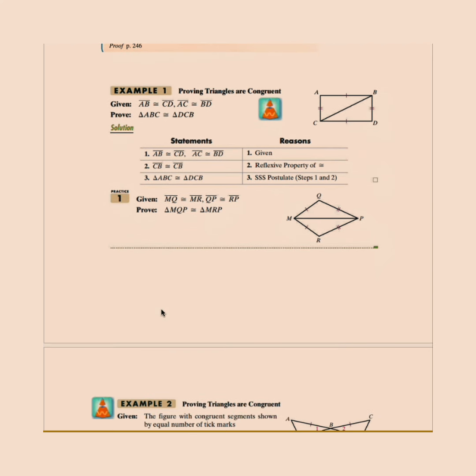Proving triangles are congruent. What we have been given. Please remember that in geometry, it is very important to pay attention to what has been given to you. What is given? Line segment AB is congruent to line segment CD. AC is congruent to BD, and I need to prove that these two triangles are congruent.